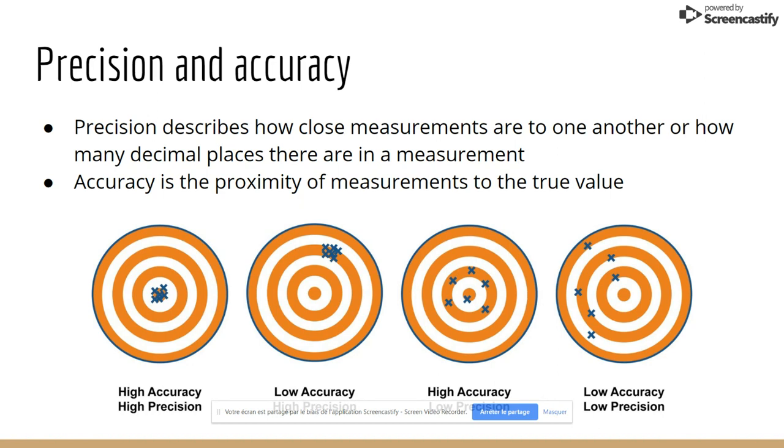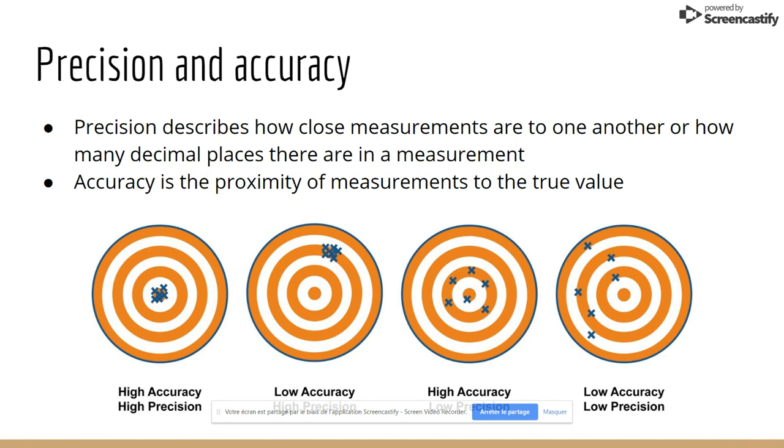So when we are doing experiments together, we're going to need to describe our data as either being precise or accurate, or one or both of them. Precision describes how close measurements are to one another. Another way you can think about precision is how many decimal places there are in a measurement, but that has nothing to do with what the true value is. Whereas accuracy is the proximity of measurements to the true value.